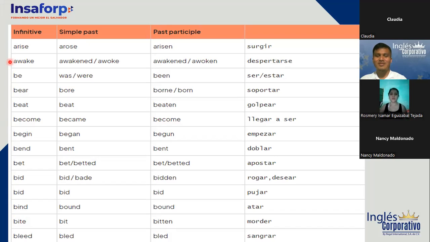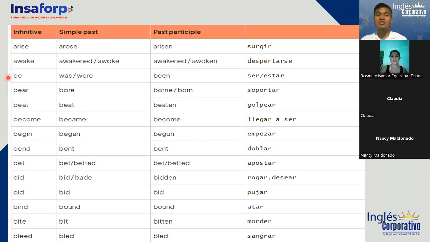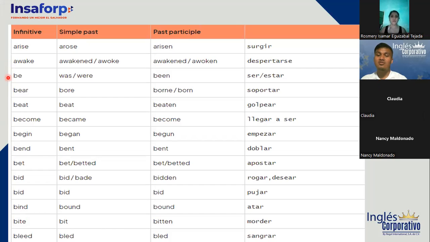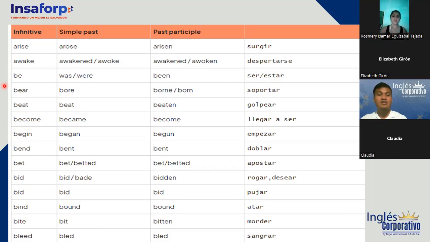Awake. Okay. Awake. Be, was, where, be. Thank you very much for making that pronunciation. Someone else? Any other volunteer? Remember, the reason for this is just to participate. Rosemary, thank you very much for that. Rosemary, I will ask you to make the pronunciation of another three, starting from here.